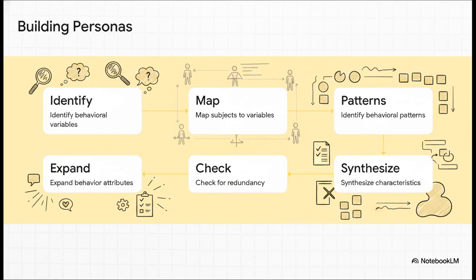Step 5 is crucial. Check for redundancy so you don't end up with 5 personas that are basically the same person. Finally, expand their attributes to really bring them to life, whether that's an elderly user, a busy farmer, or an overwhelmed student.